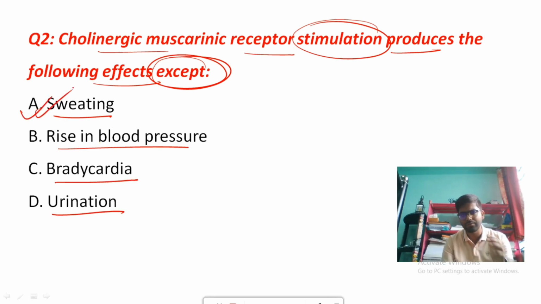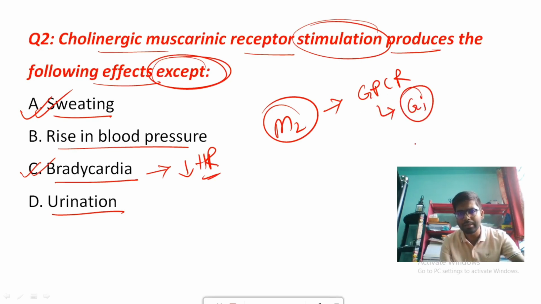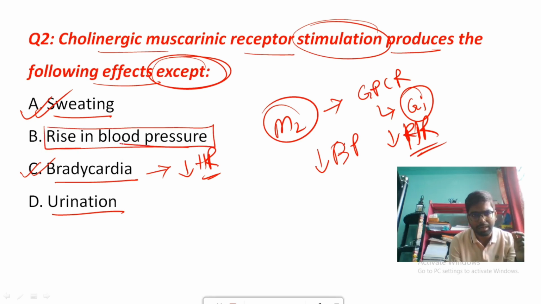See, sweating is an effect of cholinergic system activation. Option C, bradycardia. Bradycardia means decrease in heart rate. We have already seen that the M2 receptor is present in the heart, and it's a GPCR type of receptor, and here the Gi protein is involved. The Gi protein shows inhibitory action. Inhibitory action means it will produce reduced blood pressure and reduced heart rate. So here your correct option will be rise in blood pressure.